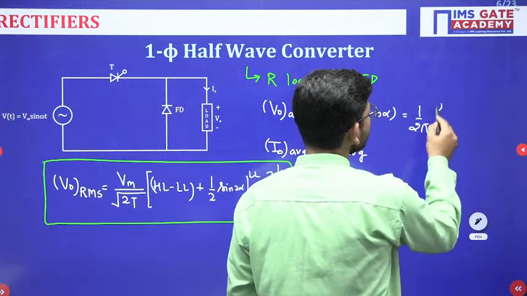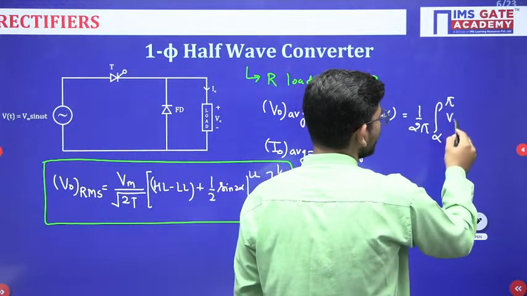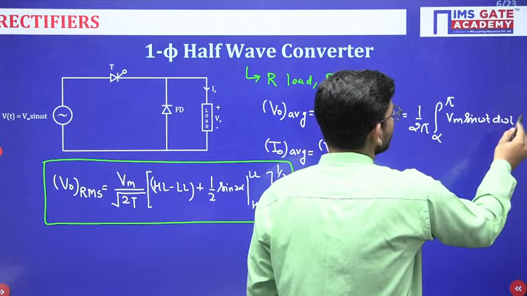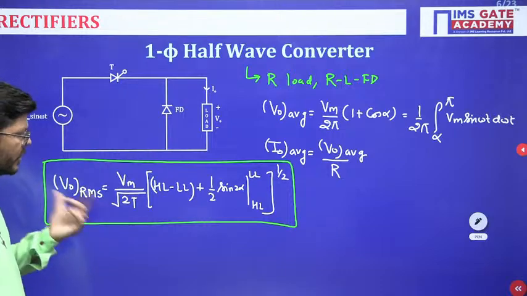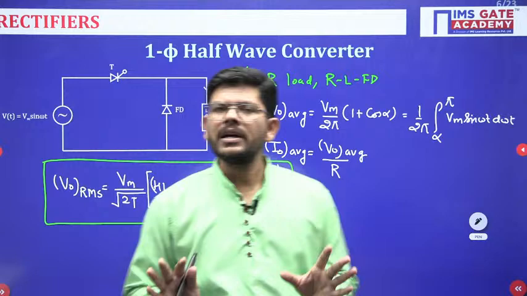So time period is 1 by 2 pi, and here you get the output voltage from alpha to pi, with Vm sin omega t d omega t. Just by putting the limits, if you know this particular formula, you can calculate the RMS value if it is required.